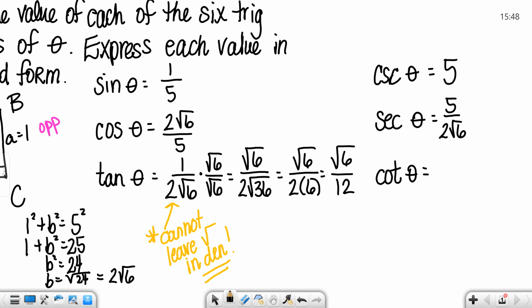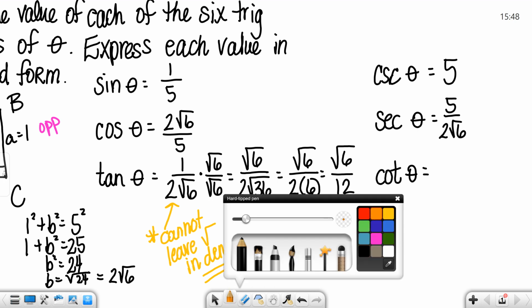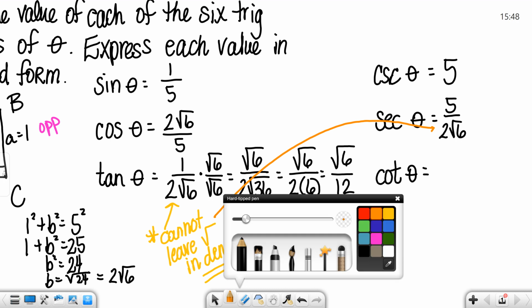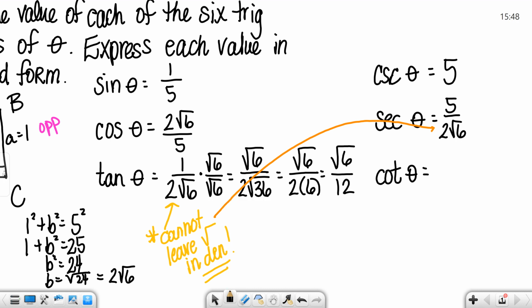Uh-oh. Can't do that, remember? Can't leave that square root in the denominator. So, again, I need to rationalize. So multiply by the square root of 6. And I end up with 5 times the square root of 6 over 2 times 6, which is 12. So 5 times the square root of 6 over 12.